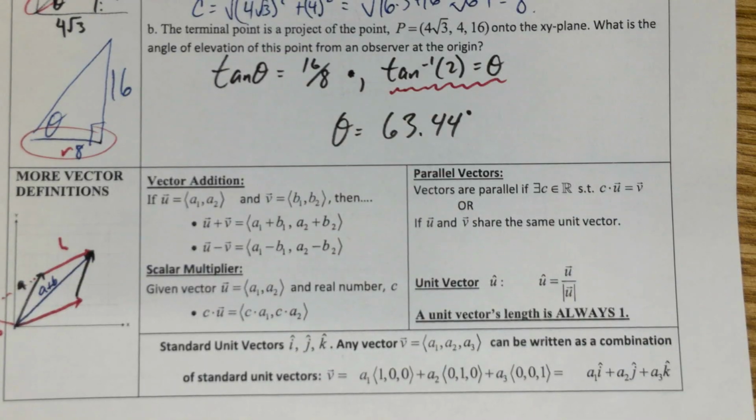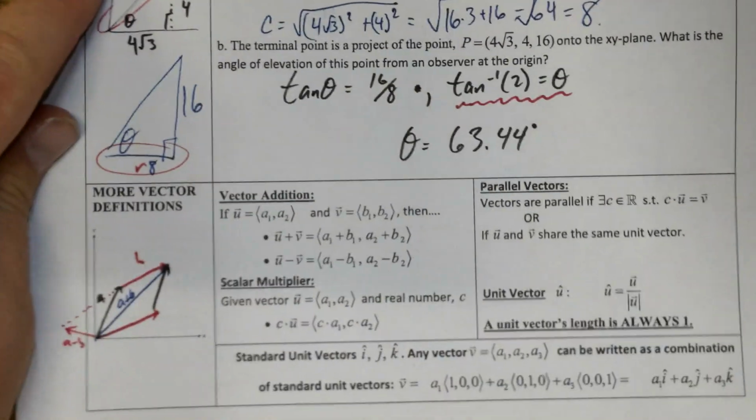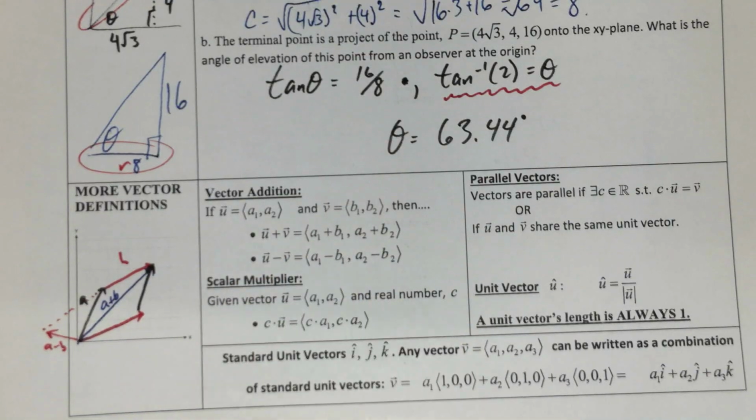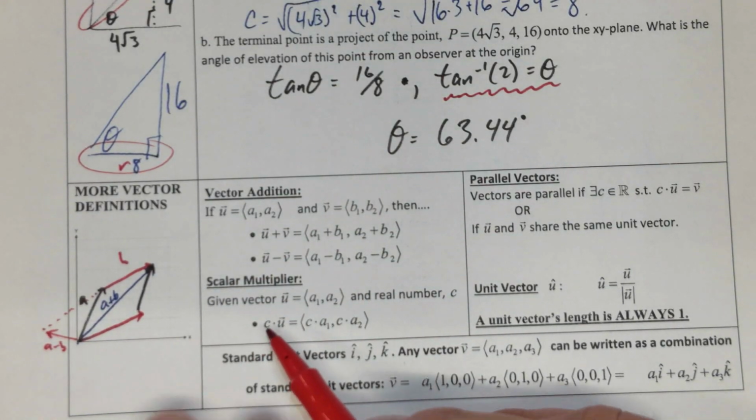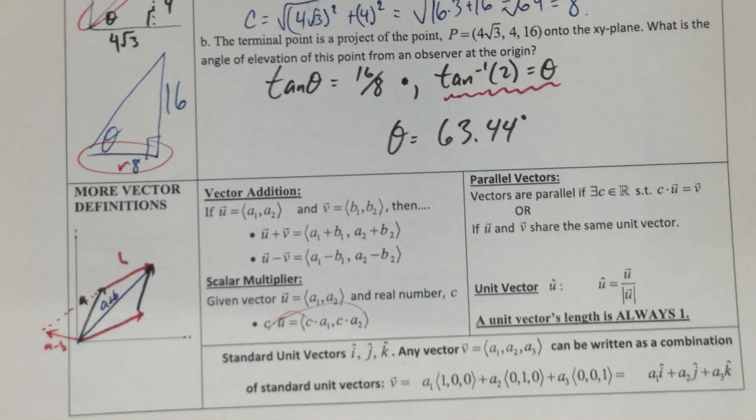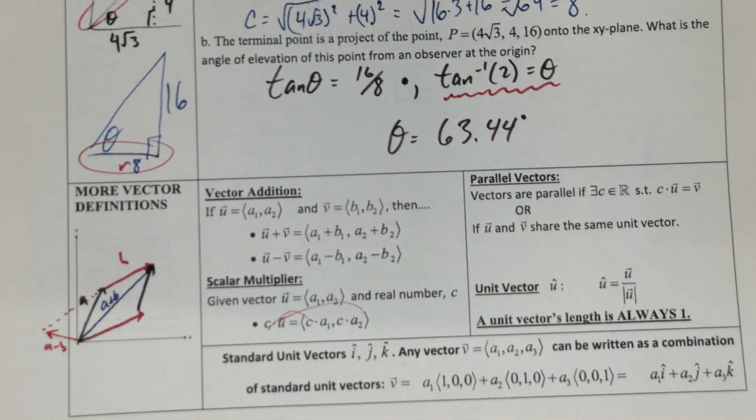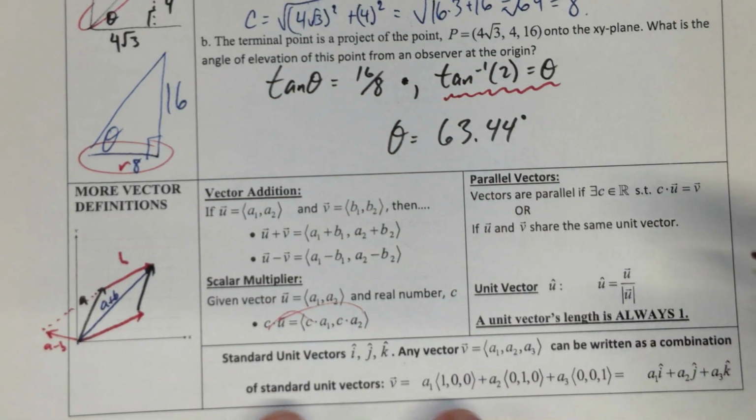A little bit of visual work here as you work through some of these things. And these are straightforward. Even something like the scalar multiplier, this is just going to be distributing into the parentheses, or into the vector, you might think. Over here, let's talk about parallel vectors.